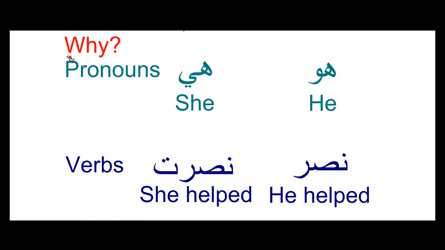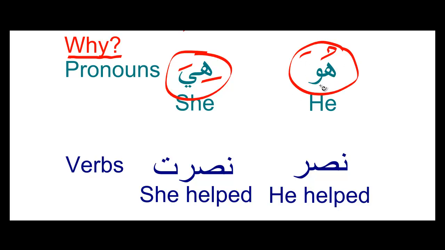Why is it important to learn how to recognize masculine and feminine words? For example, you have pronouns. And if you want to use these pronouns properly, like hiya and huwa, then you're going to need to know what the gender of the word you're using is. If it's masculine, you use huwa. If it's feminine, you use hiya. Similarly, when it comes to verbs, if the subject of your verb is feminine, then you want to use this one. And if it's masculine, you want to use this one.